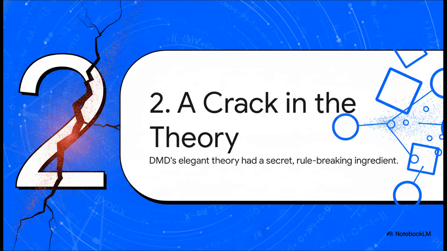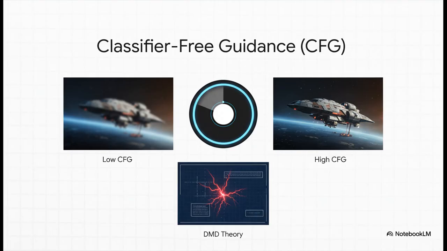Yeah, it turns out the beautiful, clean theory of DMD had a secret. In practice, to get the absolute best results, researchers were using a specific ingredient that, according to the original math, really shouldn't have been there. It worked great, but nobody really understood why, and it created this glaring inconsistency between the elegant theory and the messy, real-world results. And that secret ingredient, it's called classifier-free guidance, or CFG.